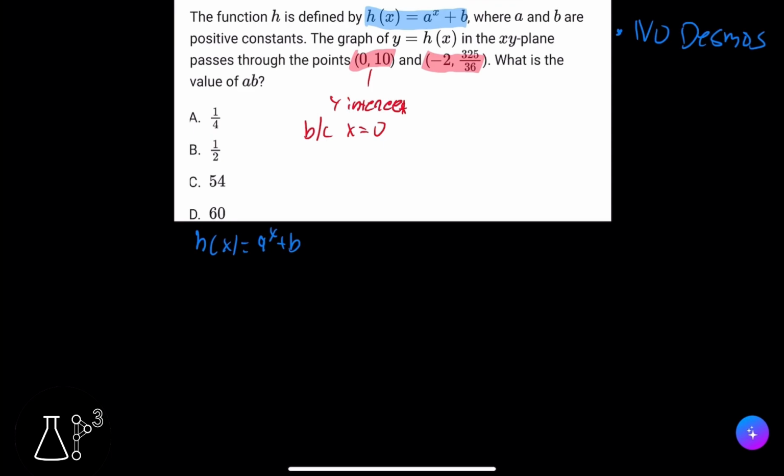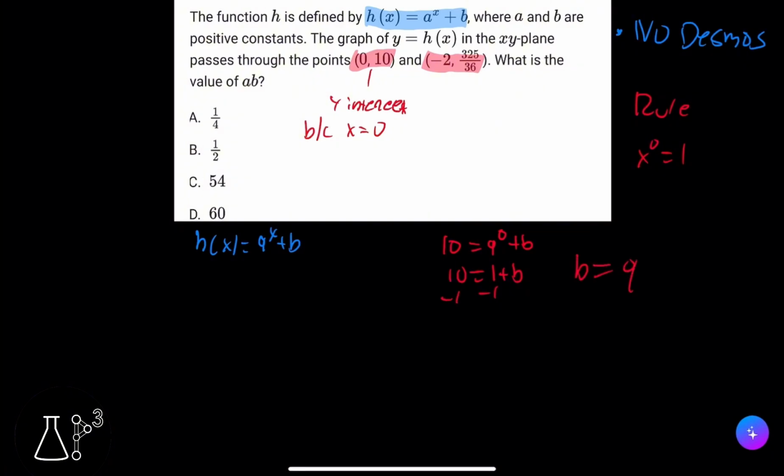Let's use the first point (0, 10) to figure out our value of b. So h of 0 equals a to the power 0 plus b, and h of 0 equals 10. So I'm going to rewrite it, 10, and we can look for b. This is an exponent rule. Anytime I have x or any constant or number with the power of 0, that always equals 1. So a to the power 0 equals 1. So I have 10 equals 1 plus b. Subtract 1 on both sides. I get b equals 9.